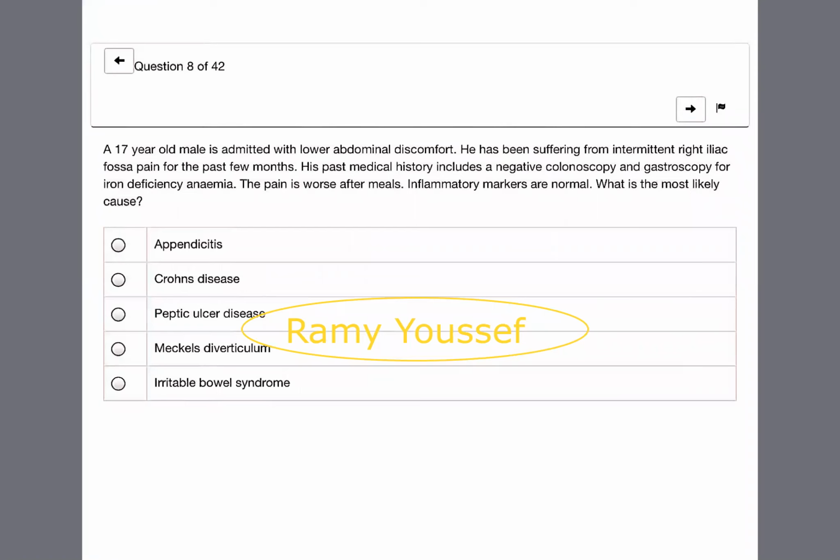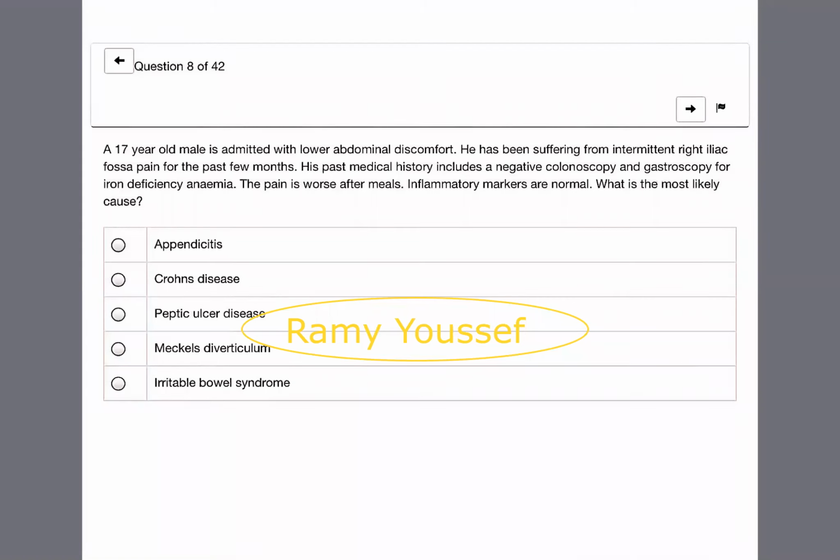Next question. Dr. Abu Yazid, please. A 17-year-old male is admitted with lower abdominal discomfort. He has been suffering from intermittent right iliac fossa pain for the past few months. His past medical history includes negative colonoscopy and gastroscopy for iron deficiency anemia. The pain is worsened after meals. Inflammatory markers are normal. What's the most likely cause?